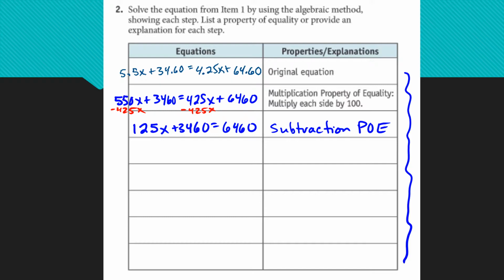Then I would get rid of the constant on the left side so that I could have my variables on one side and my constants on the other. So then I'd have 125x equals 3,000. And that's again the subtraction POE. Then I divide by 125. I'll just show that real tiny. And so we'd end up with, what's 3,000 divided by 125?